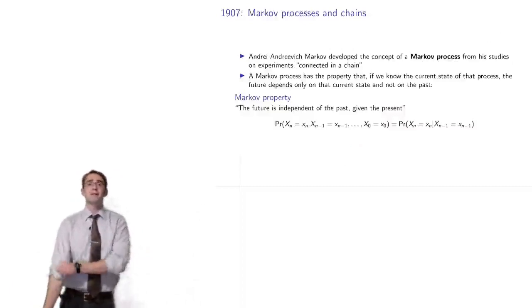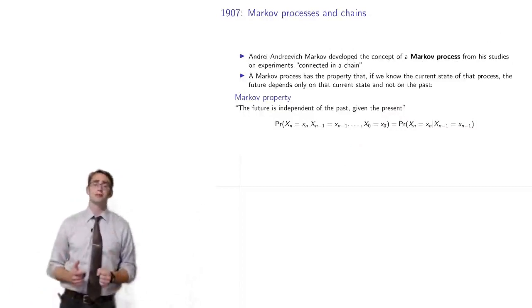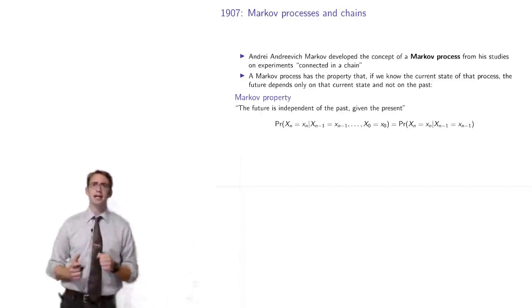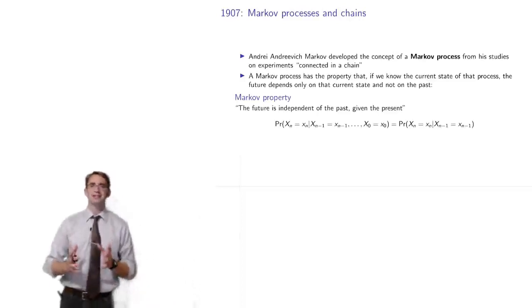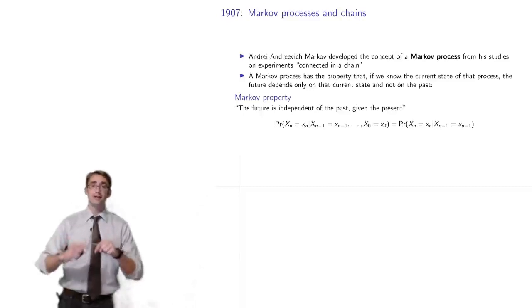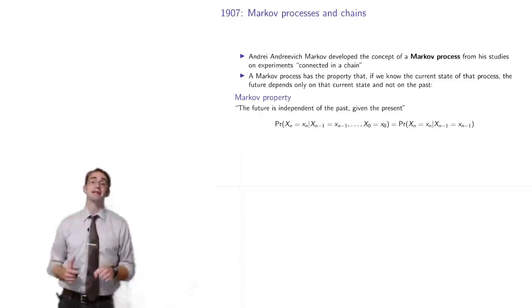That's going to be probably the most important focus of this course, for you to understand what a Markov chain is. So in 1907, Andrei Andreevich Markov developed the concept of what we call Markov processes from his studies on experiments that were connected in a chain, and you'll be very comfortable with what I mean by that a few weeks into this course. A Markov process is just a stochastic process where if we know the current state of the process, the future depends only on that state and not anything that's in the past.